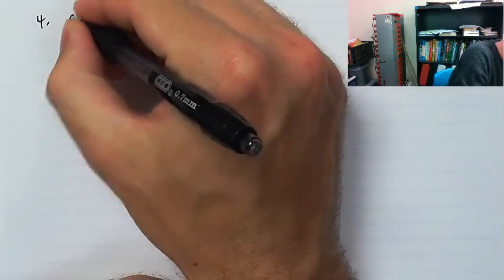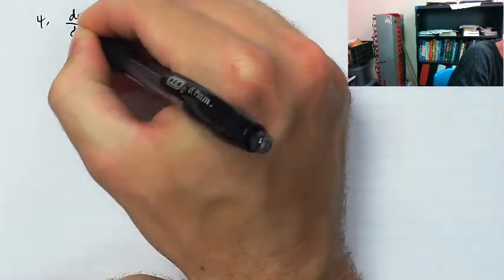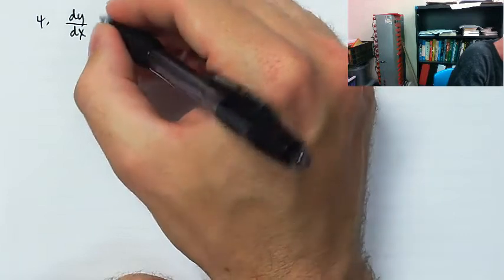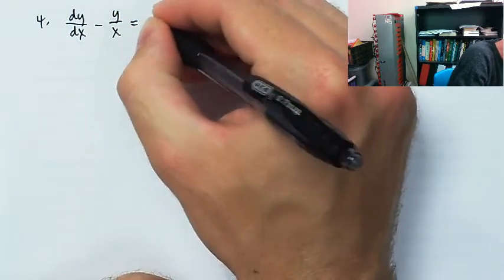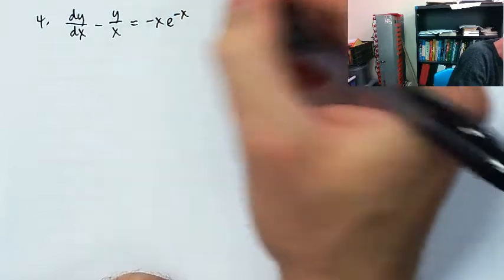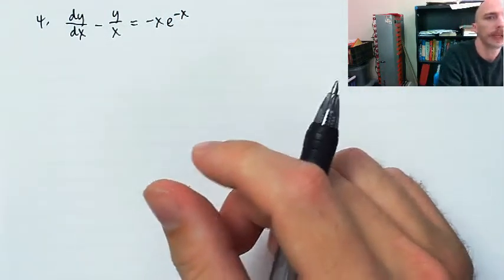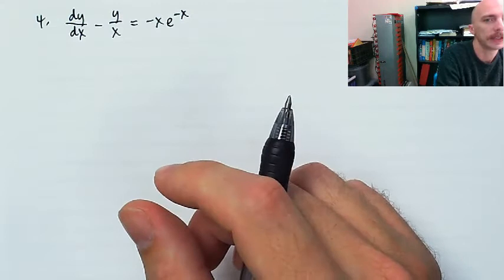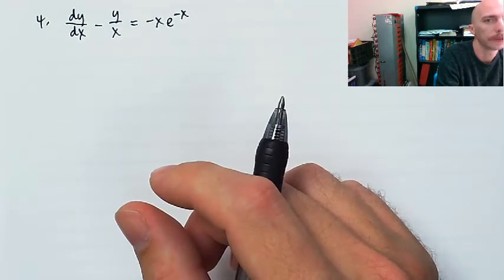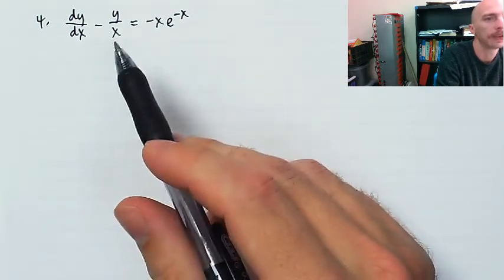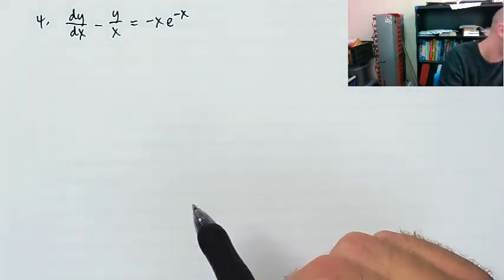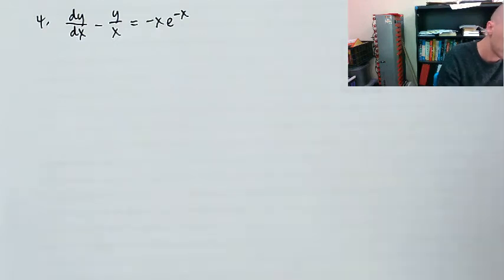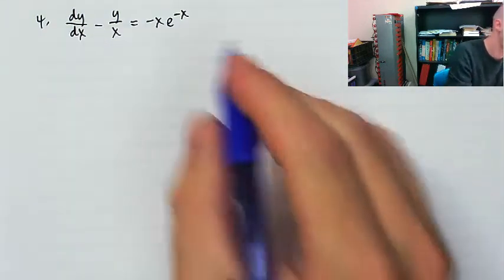So the next one, maybe I'll copy this one down the way that it's written. dy dx minus y over x is equal to negative x e to the negative x. Oh yeah, maybe this one might have a little more excitement on it. Anyway, I'm going to say, all right, my p is this negative 1 over x.